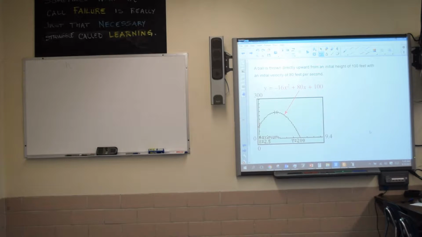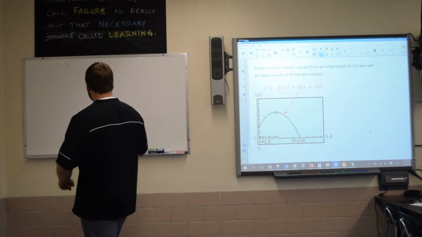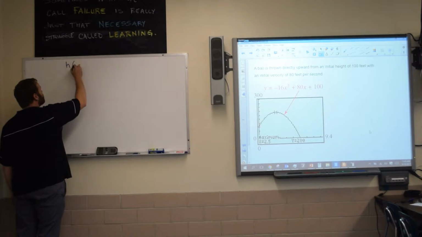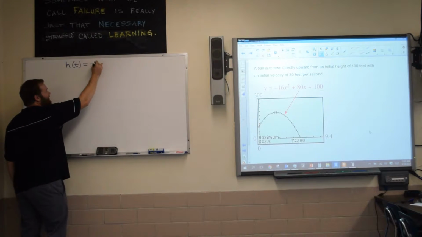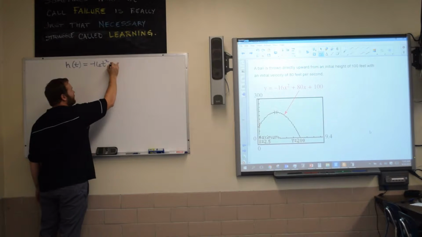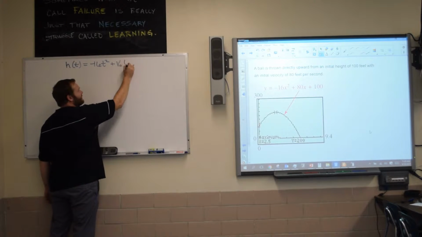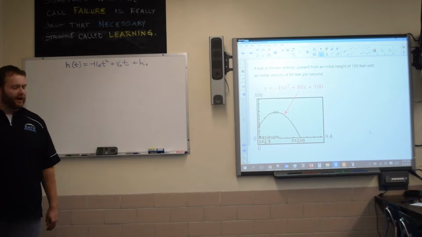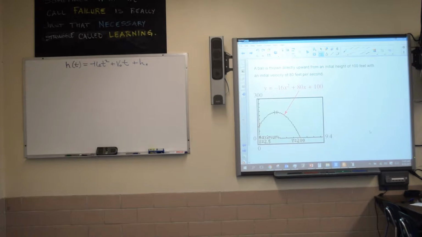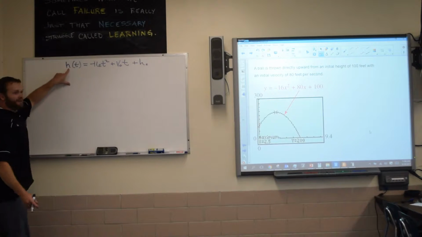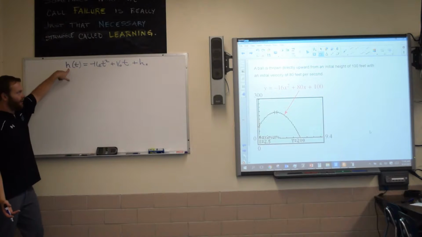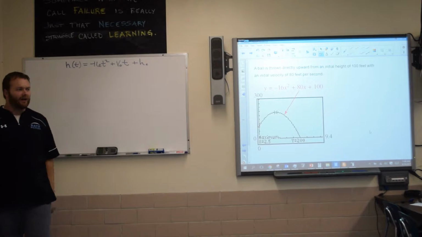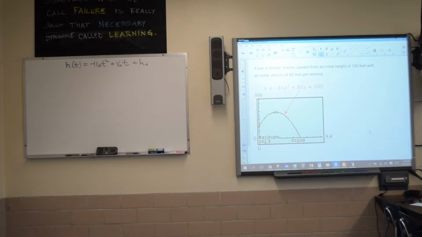So you go h of t is equal to negative 16 t squared plus initial velocity times t plus an initial height. Sometimes you'll see a textbook use an s instead of h, because s often refers to position instead of height. We're going to use h as much as we can.